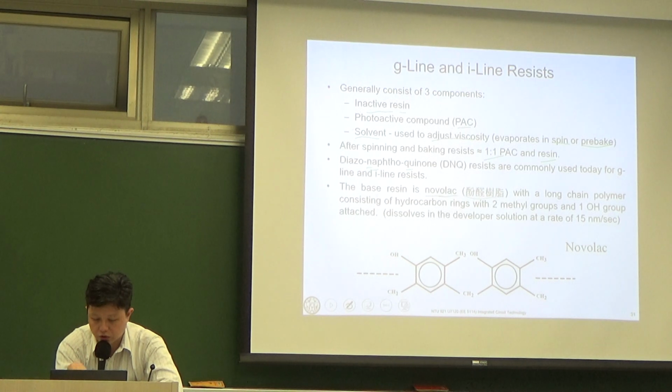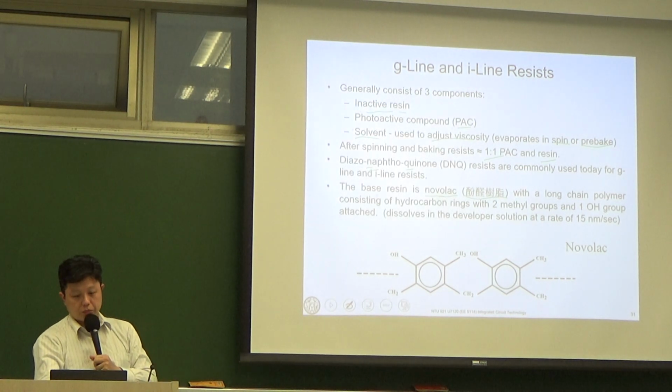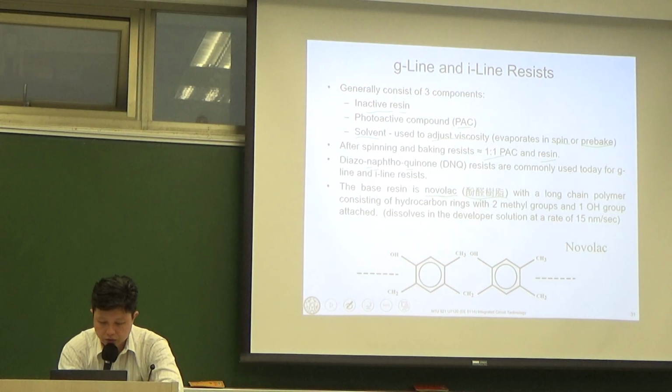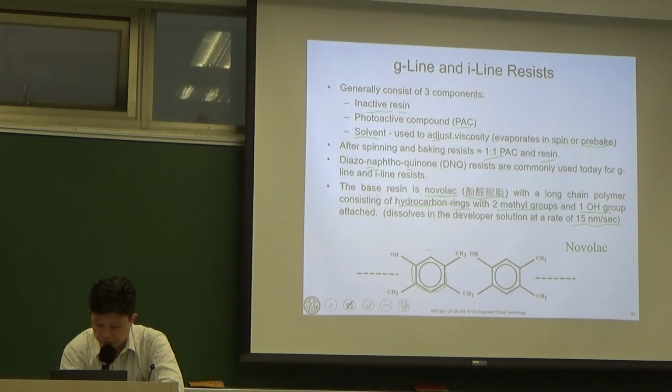Okay, I'll try to use the Chinese, 树脂啊，这种 resin 都是这种树脂. Basically, it's a long chain polymer. Okay, it's a polymer that has hydrocarbon rings, and these hydrocarbon rings have two methyl groups and one OH group attached. So that makes it dissolvable in the developer. There's a certain rate, like 15 nanometers per second. Okay, so that's the novolac chemicals shown here.